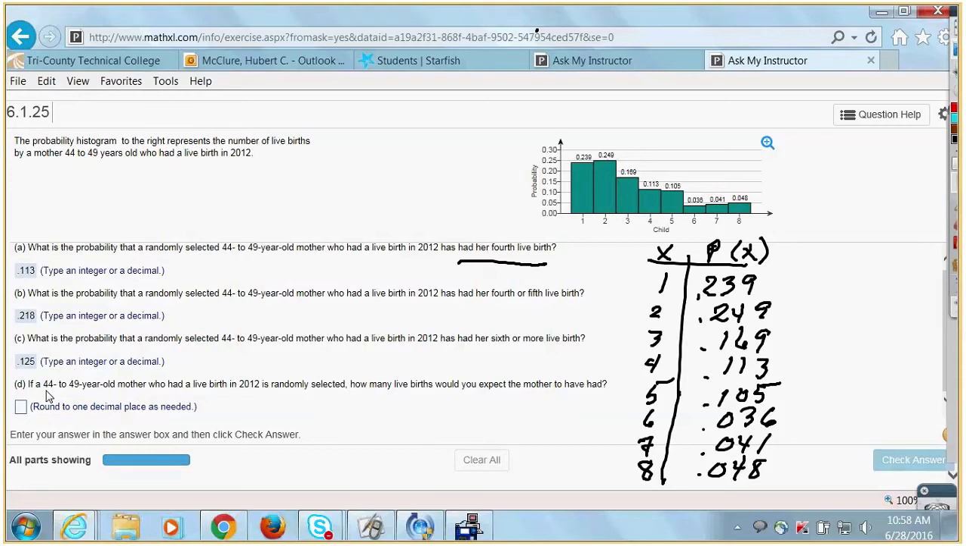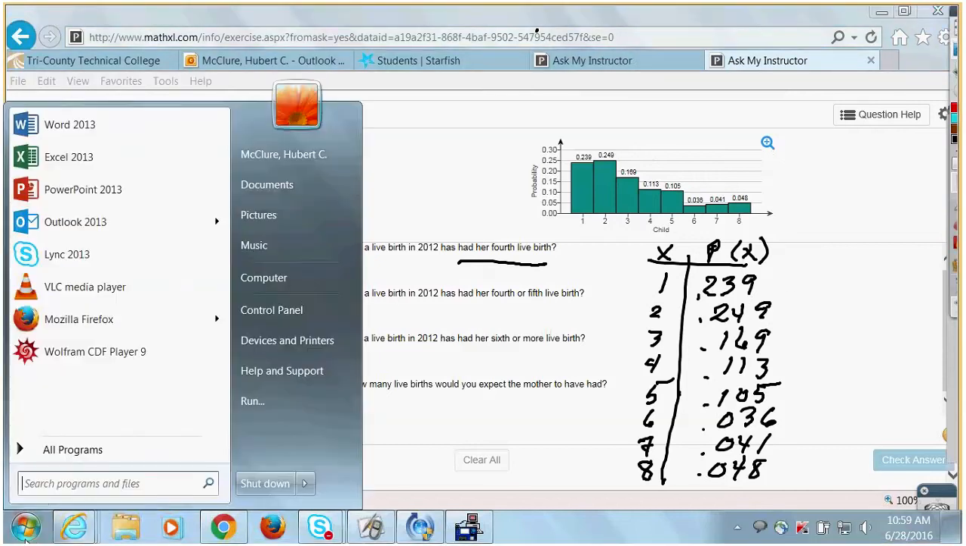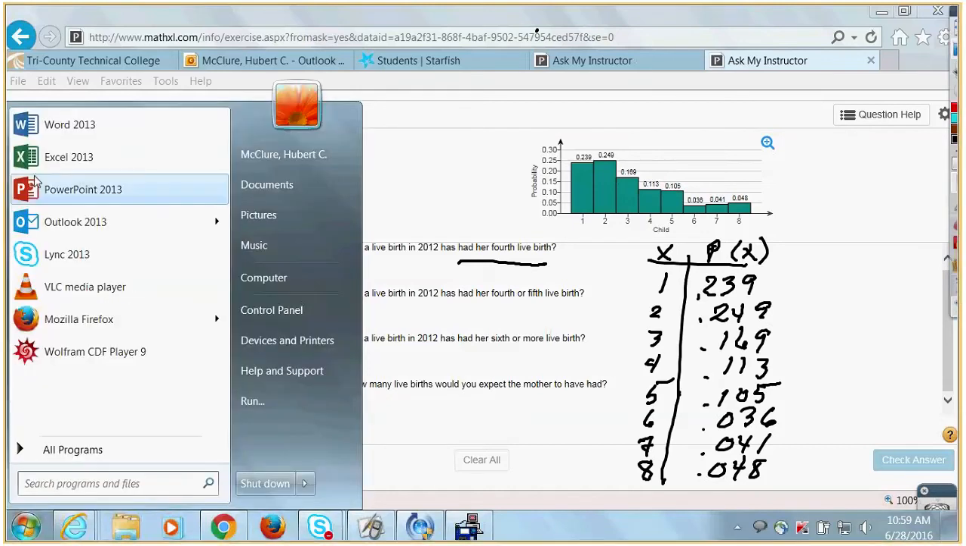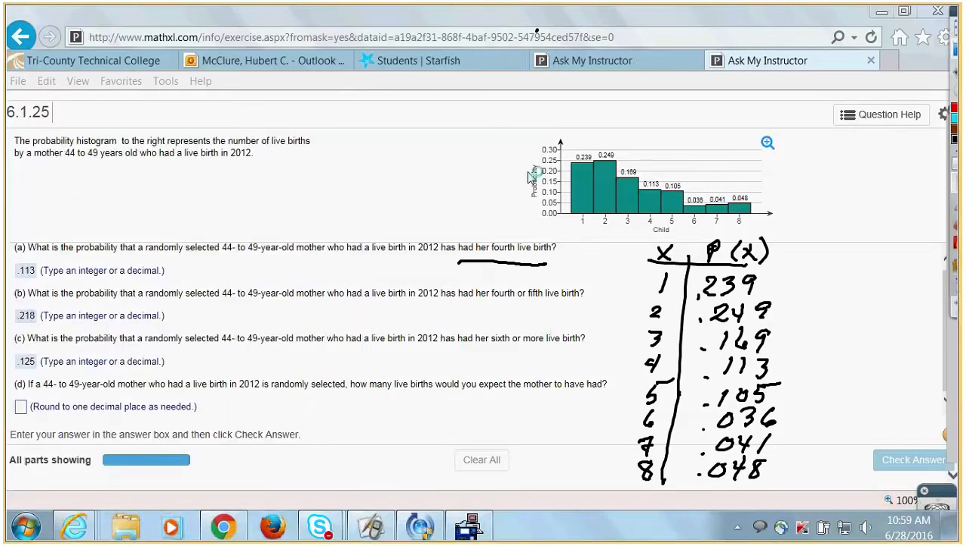This question says, how many would you expect? That means they want the average, so you've got to multiply all these together and add them up. So I'm going to pull up the handy dandy spreadsheet because that's the easiest way to do it on this screen. Not that you have to do it by the Excel spreadsheet. You can do it in your calculator if you want to.